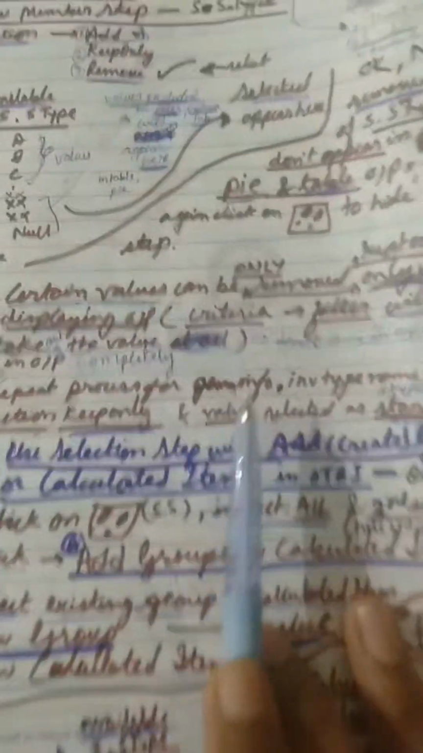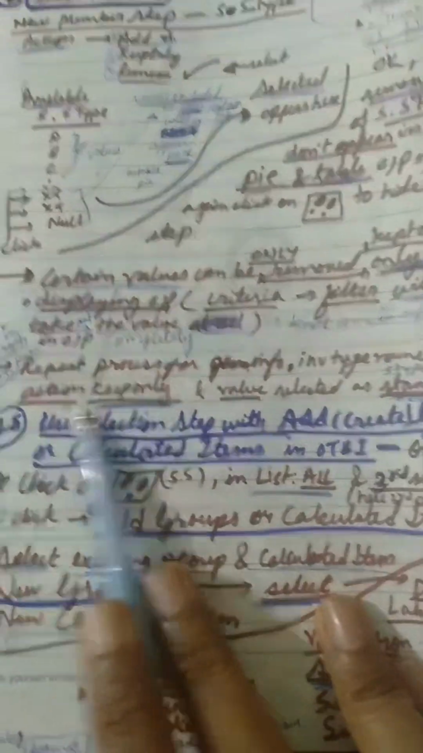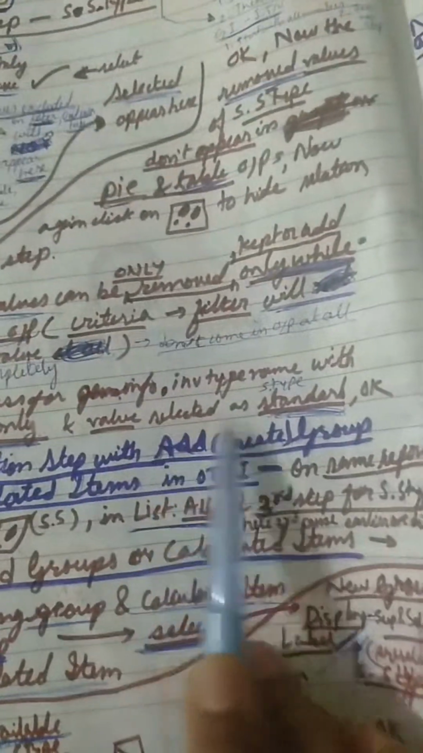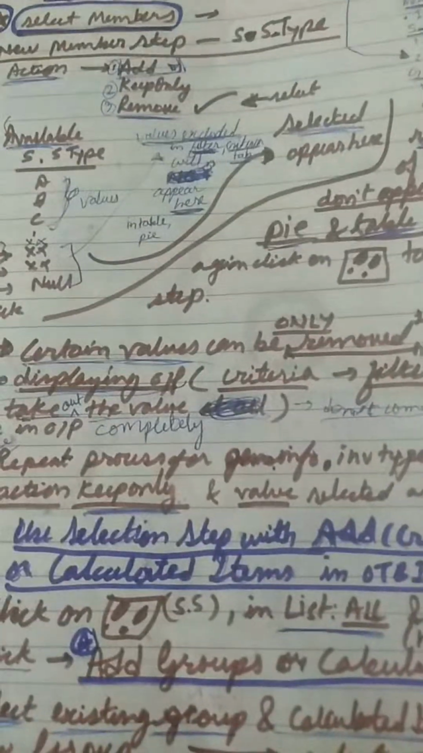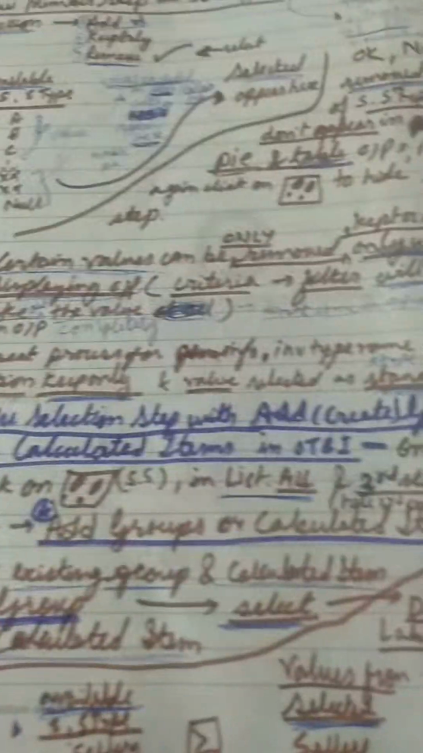Okay, we can do the same thing with invoice type name, and we can choose the action as keep only, and value will be selected as standard. So we can do it for multiple if you want to try. The next one is creating a group and calculated items in OTBI using the selection step.